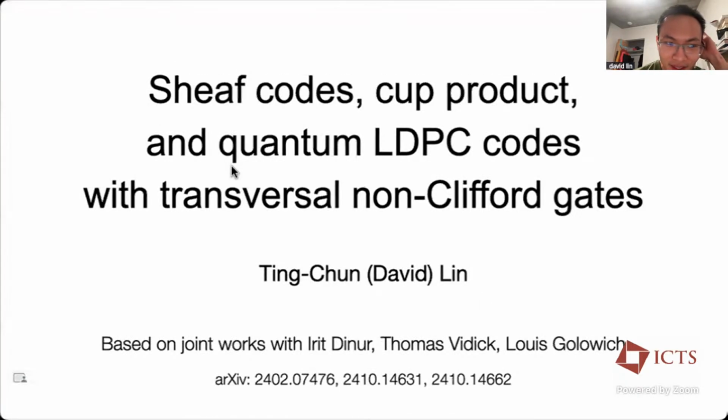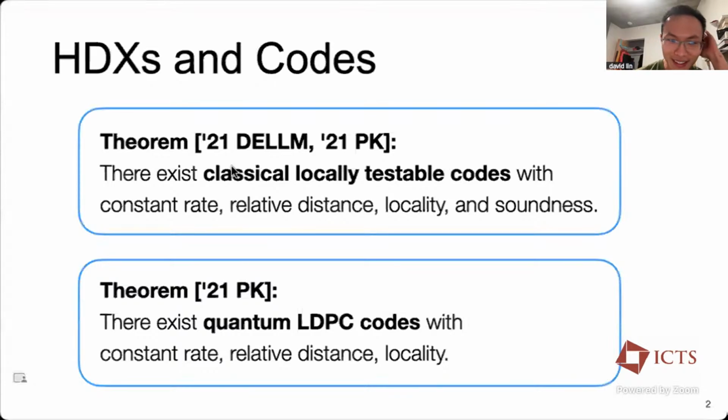Two important works that exemplify this connection between high-dimensional expanders and codes are the recent breakthroughs on locally testable codes and quantum LDPC codes. In particular, both of these codes utilize some kind of two-dimensional structures. But why should we go to higher dimensions?